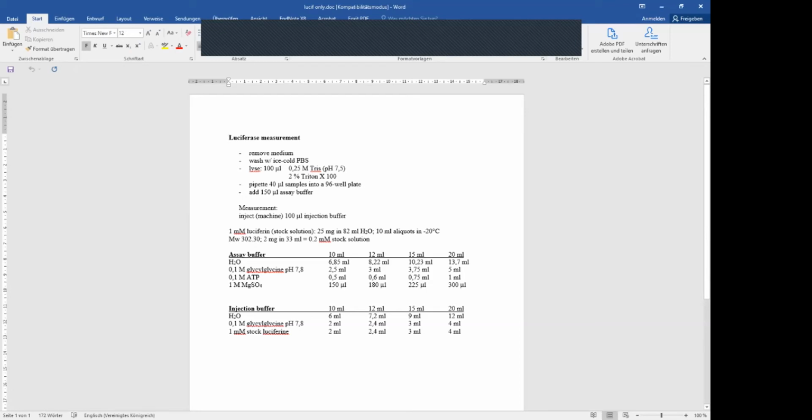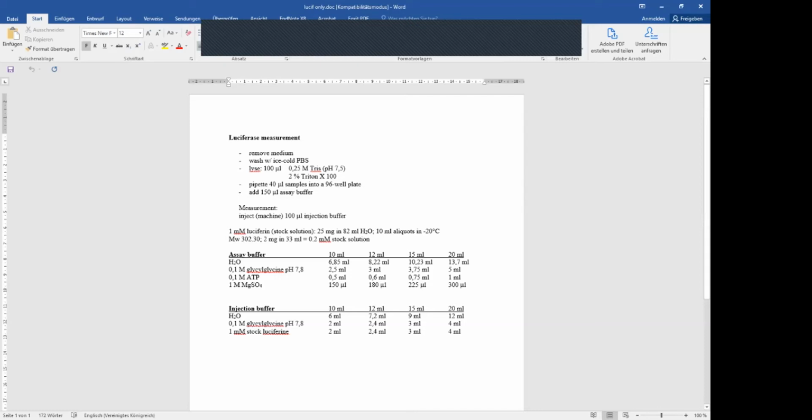We also keep these buffers at room temperature. The reason for that is that until the last sample is measured in the instrument, it sometimes takes longer, and then the first sample would be measured at +4 degrees, but the last one at room temperature. That's the reason why we don't do this at 4 degrees, not on ice, but at room temperature.